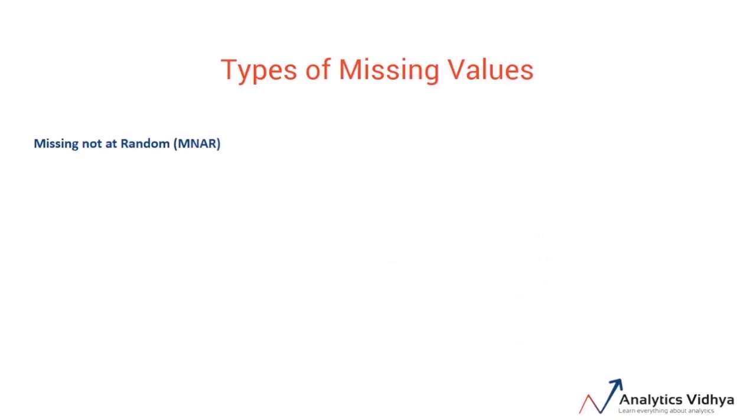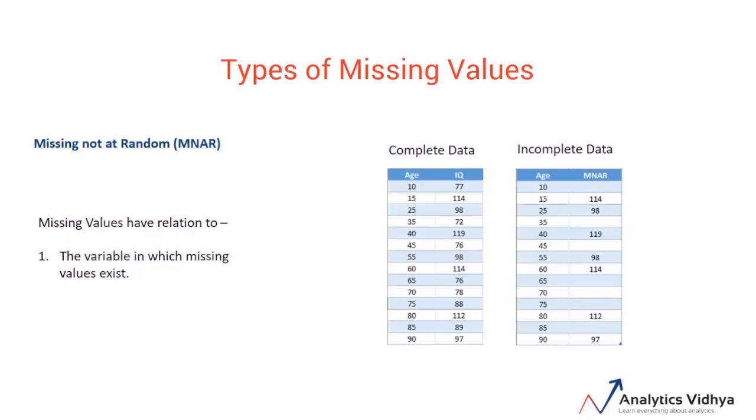The last type of missing values is when values are not missing at random. That is, missing values have a relation to the variable in which missing values are present. For example, in the same data, if only IQ values with lower values are missing, then this becomes a case of values missing not at random. Now let's move to the next topic of how we can identify missing values in a dataset.